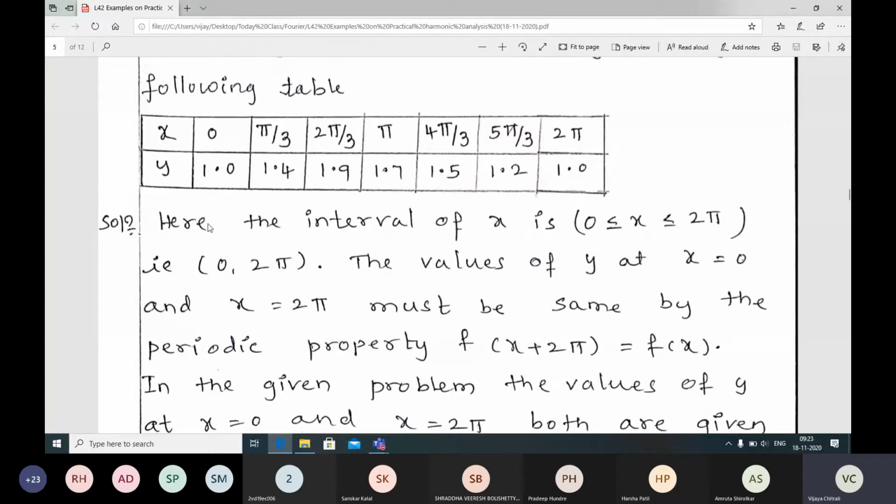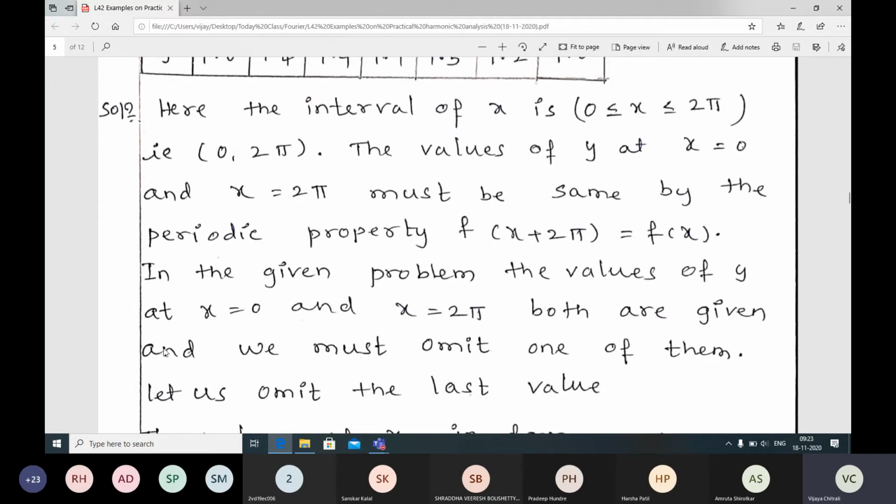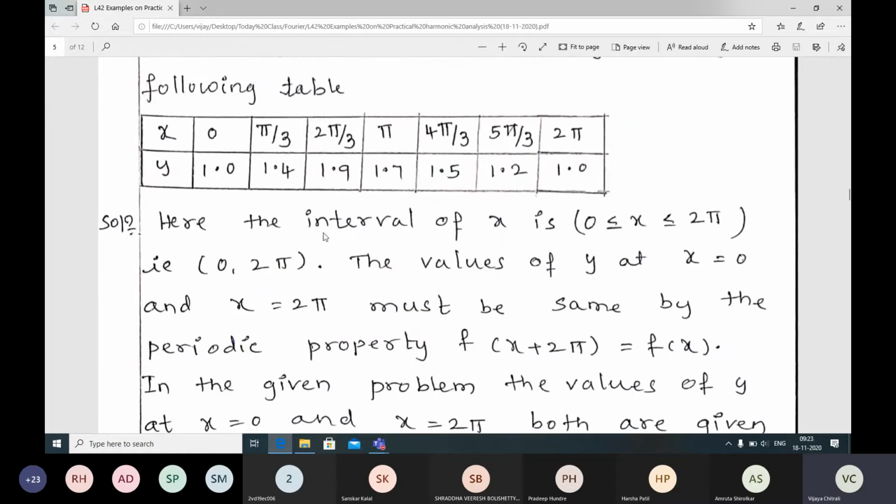So either we have to consider this one or this one. In the given problem, the values of y at x equal to 0 and x equal to 2 pi are both the same, so we must omit one. I will consider this one and I will omit this one, right?